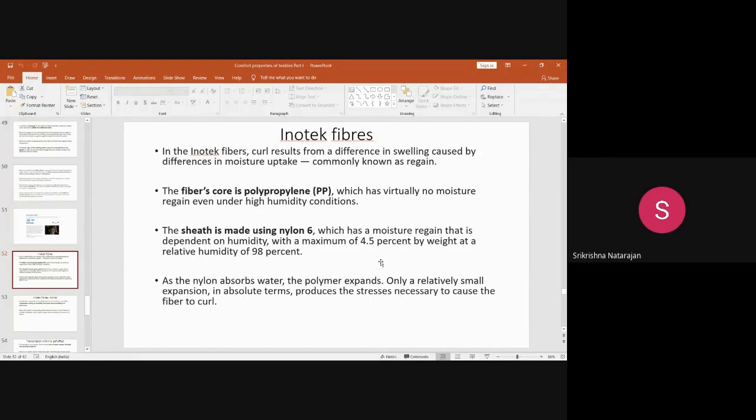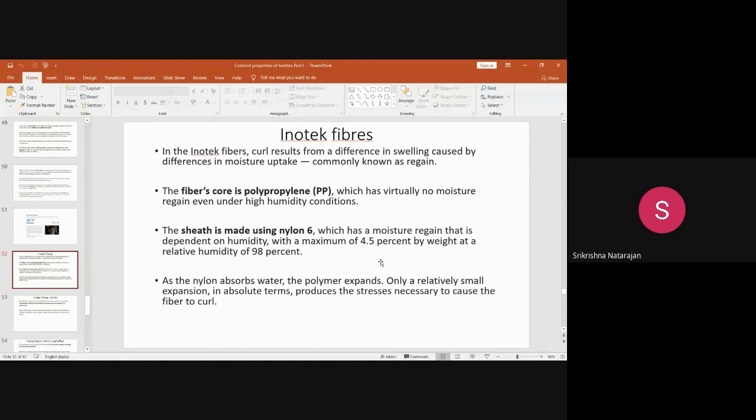But the sheath, that is the cover, the surface material, is made up of nylon 6 fiber. You know very well nylon 6 and 66, what is the difference? Nylon 6 is more amorphous and nylon 66 is more crystalline. So the nylon 6 fiber, because of the amorphous property, has more moisture regain. Also, moisture regain is around 4.5%, even at a relative humidity of 98%. So you know very well this nylon fiber, when it absorbs water, it will swell.